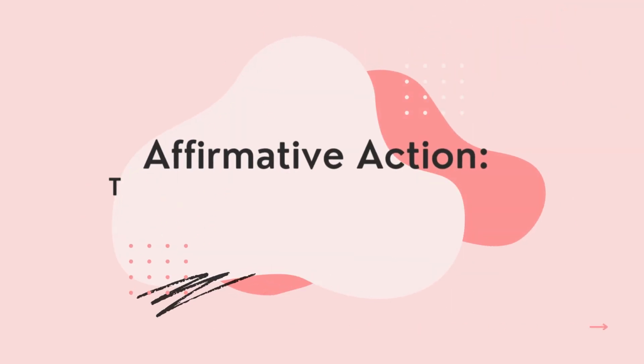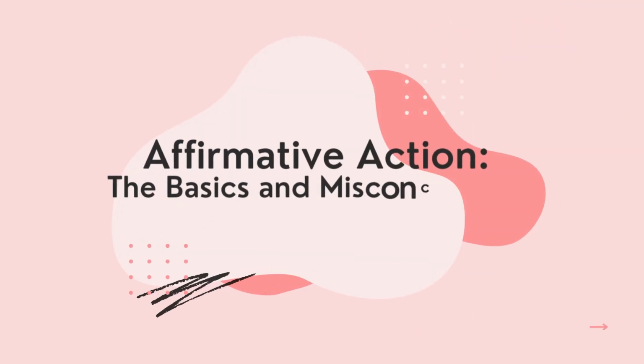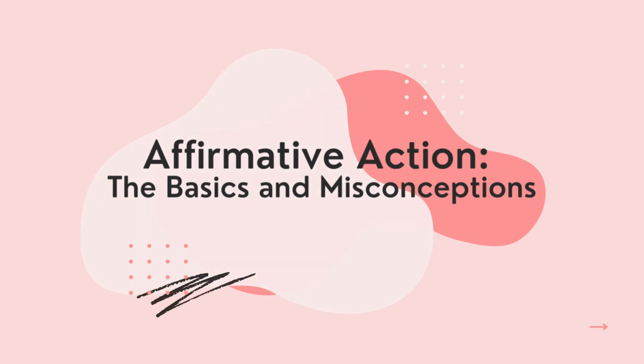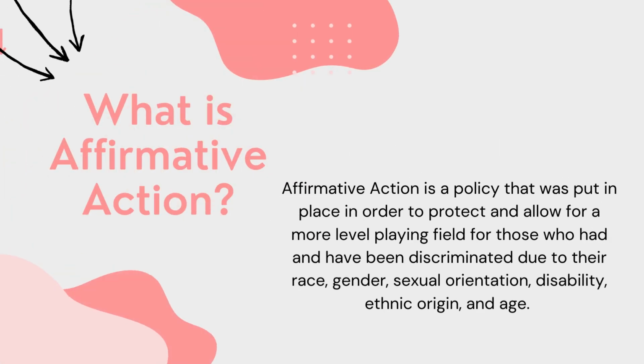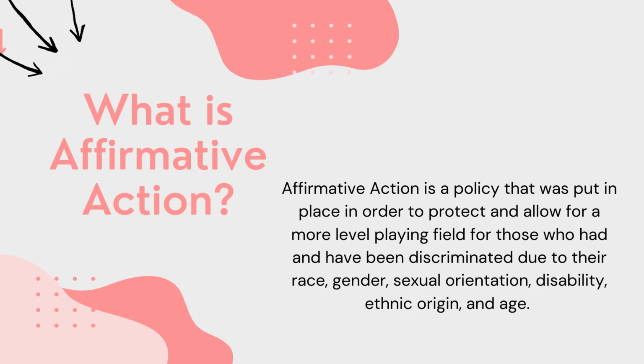Hello, today we will be talking about affirmative action in America, its transformative history, the Supreme Court cases, and debunking the misconceptions that have become apparent in our current society. Before we dive in, let's ask the question, what is affirmative action? Affirmative action is a policy that was put into place in order to level the playing field for those who had or have been discriminated against due to race, gender, sexual identity, disability, ethnic origin, and age.